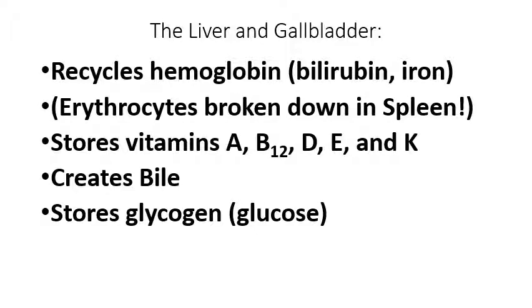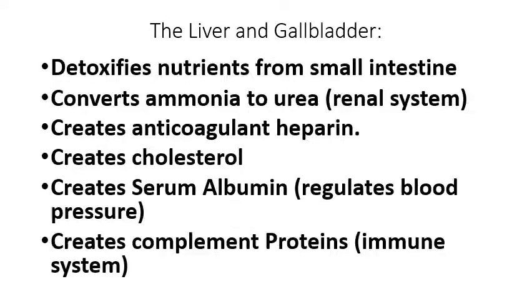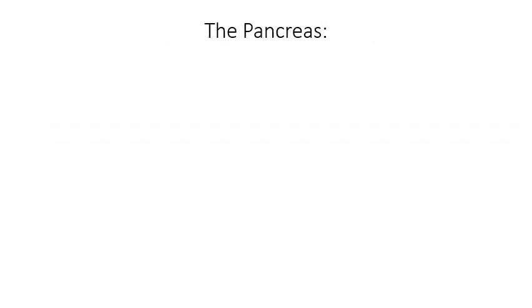Okay, so the liver recycles hemoglobin, it stores vitamins, it creates bile, and it stores glycogen. Those are 5 things that it does. It also detoxifies the nutrients from the small intestine. It converts ammonia to urea, part of what's known as the urea cycle. Takes place in the mitochondria of hepatocytes. Creates cholesterol, creates the anticoagulant protein called heparin. It's not really a protein, it's a chemical. It creates serum albumin, and it creates the complement proteins, which are part of the immune system. So that was a whole bunch of really great things that the liver does.